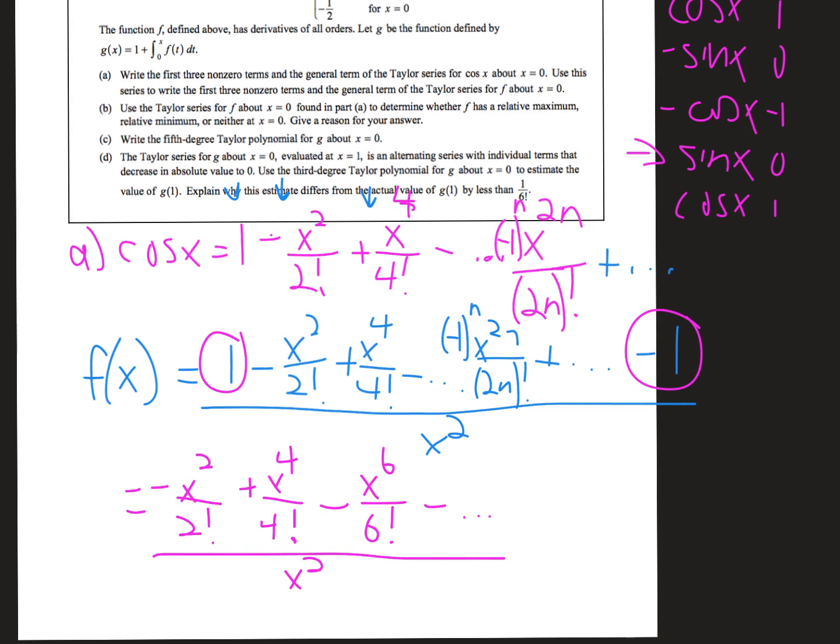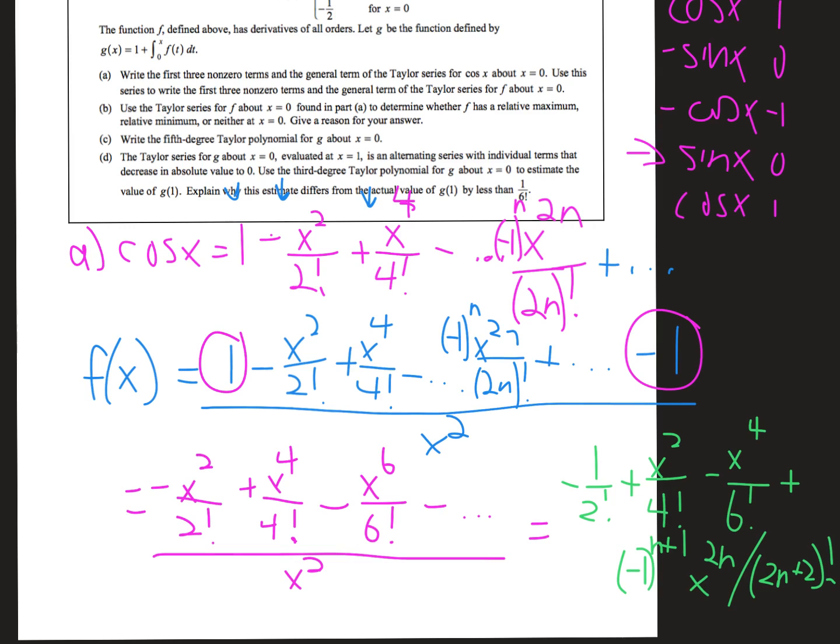Over x squared. So divide each piece by x squared. So that's going to be negative 1 over 2 factorial plus x squared over 4 factorial minus x to the 4th over 6 factorial plus, okay, so it's going to be negative 1 to the n plus 1, x to the 2n, over, so it'd be 2n plus 2.